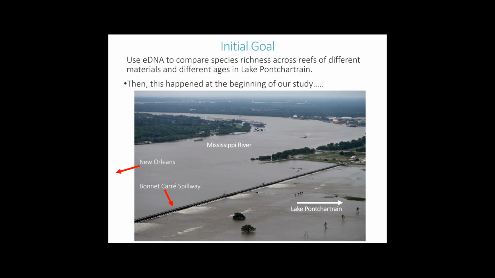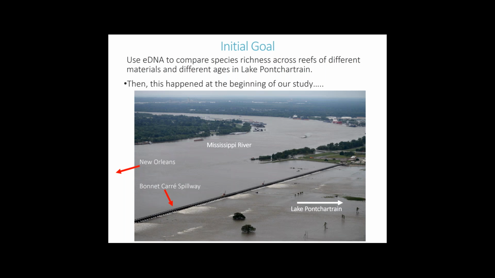But then this happened. There is an artificial connection between the Mississippi River and Lake Pontchartrain called the Bonnie Carey Spillway. To the left, the downstream is where New Orleans is. If you follow the river up to the right, you go past Baton Rouge. The right side of the screen is where the water flows from the Mississippi River through the spillway into Lake Pontchartrain when river water gets real high. The spillway was built to protect the city of New Orleans.